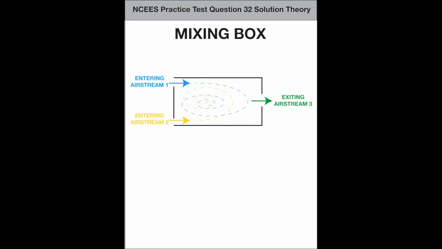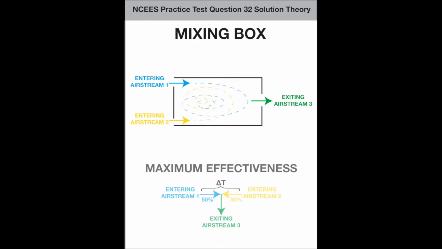Here is a mixing box. 2 airstreams enter, 1 airstream exits. Maximum effectiveness and perfect heat transfer for this means the exiting airstream is at 50% of the temperature delta of the 2 entering airstreams. If airstream 1 is 0 degrees and airstream 2 is 100 degrees, then the exiting airstream will be 50 degrees. Think of the concept of 2 things merging together and meeting exactly in the middle.